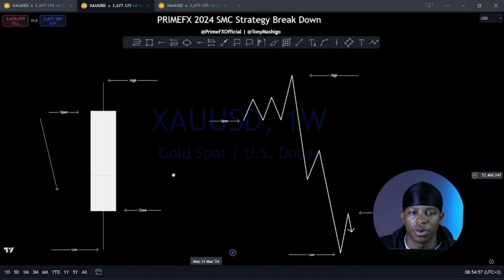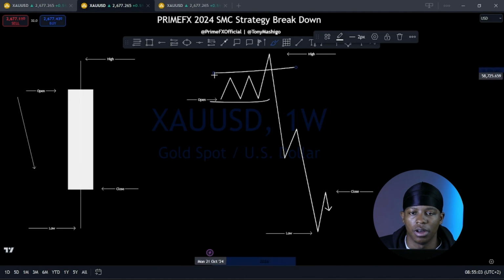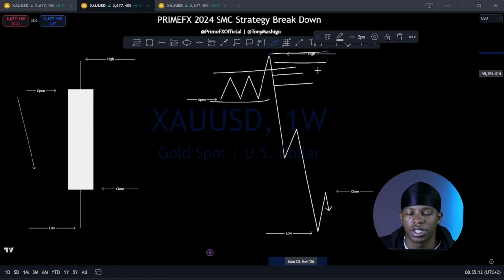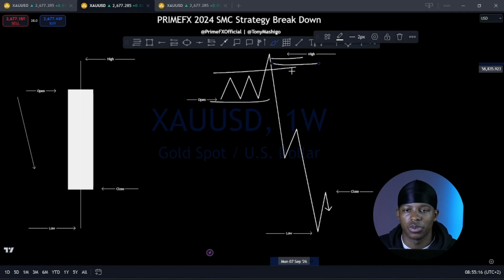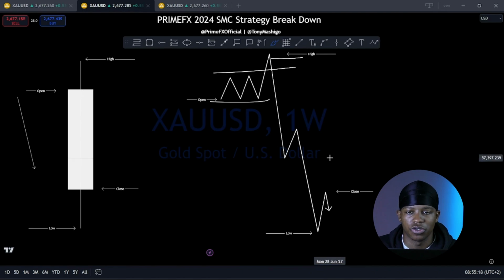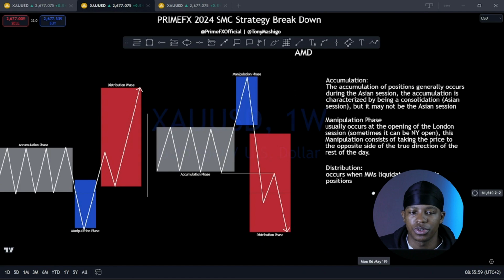So vice versa for when the market is trending down. As I say, you will have your accumulation phase where the market accumulates, and then you'll have your FVG. If not FVG, you'll have your supply and demand zones, your supply zone waiting for you to enter, and then you'll be looking to trade to the downside, right? So let us go to the definitions.